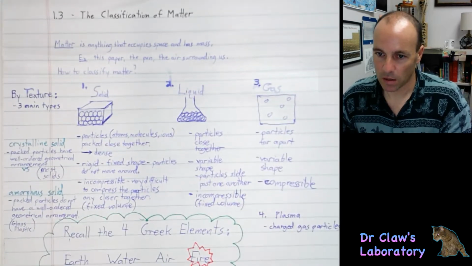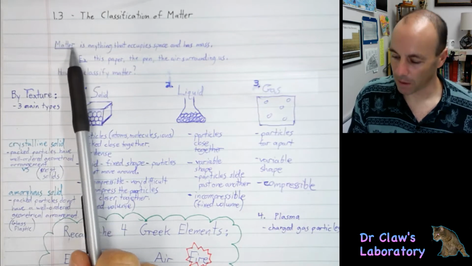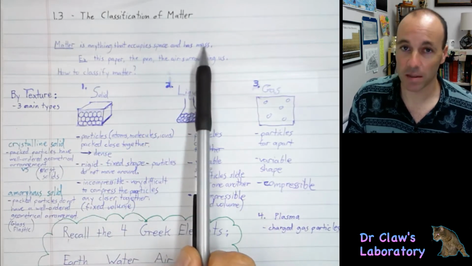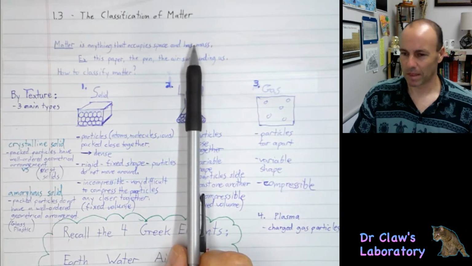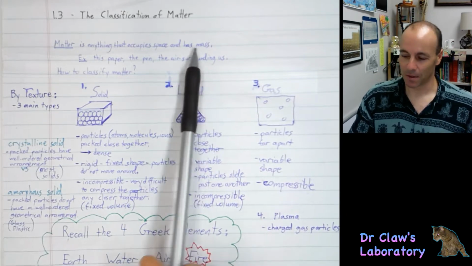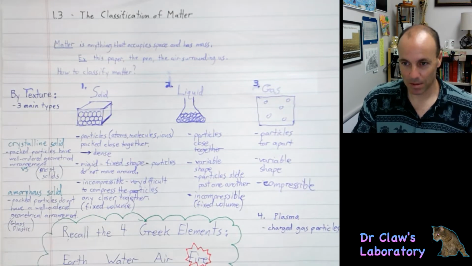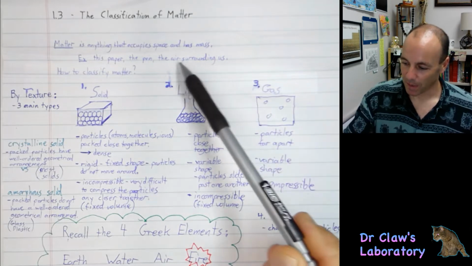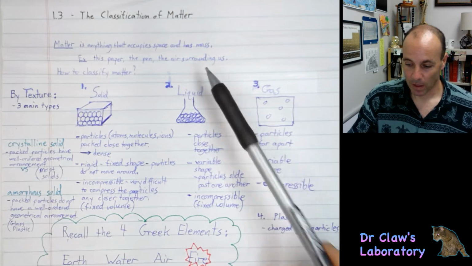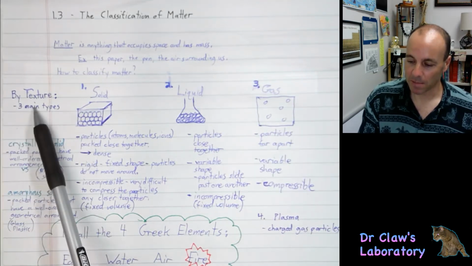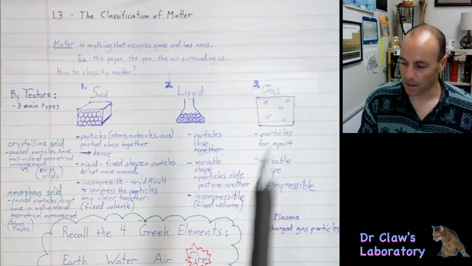The classification of matter. Well, first of all, let's define matter. Matter is anything that occupies space and has mass. It's almost everything that you see around you, except for possibly the light. For instance, this paper, the pen or the pencil that I have in my hand, the air that's surrounding us, all matter. If you want to classify this by texture, there are three main types: solids, liquids, and gases.